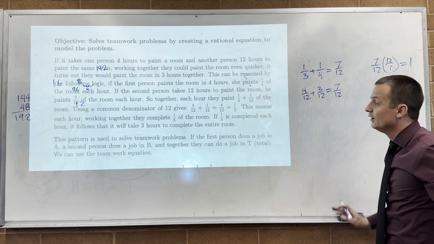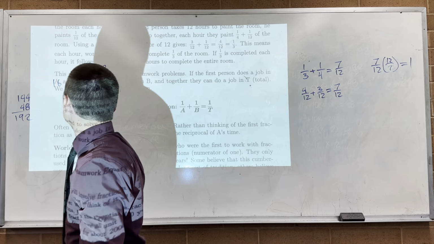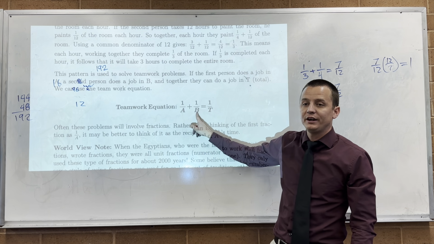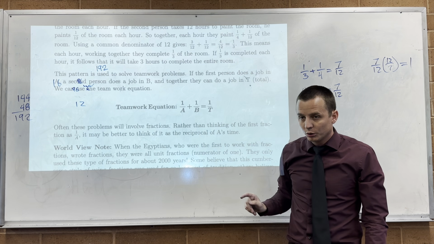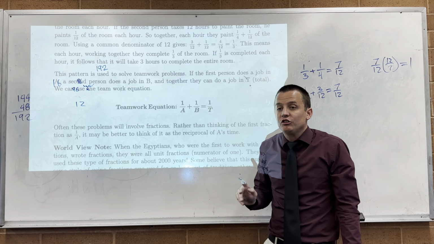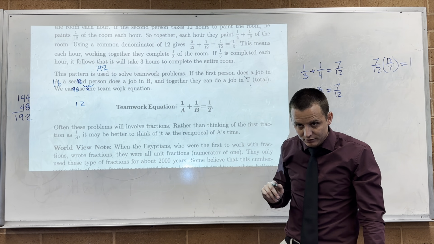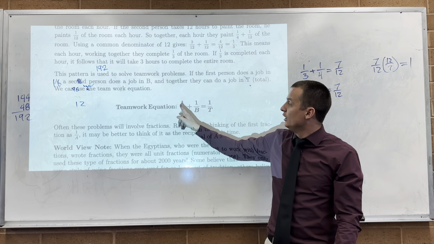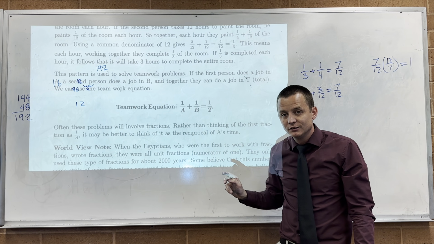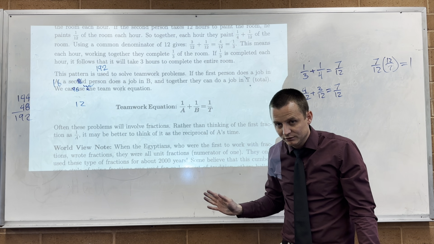Make sense? Now the general formula the author tries to give you to memorize is, when it's a teamwork problem, you do 1 over how long it takes one person, plus 1 over how long it takes the other person, equals 1 over the total time. 1 over the time it takes you is your rate. The way I think about this is your rate plus my rate equals the total rate. Whichever way you want to remember.